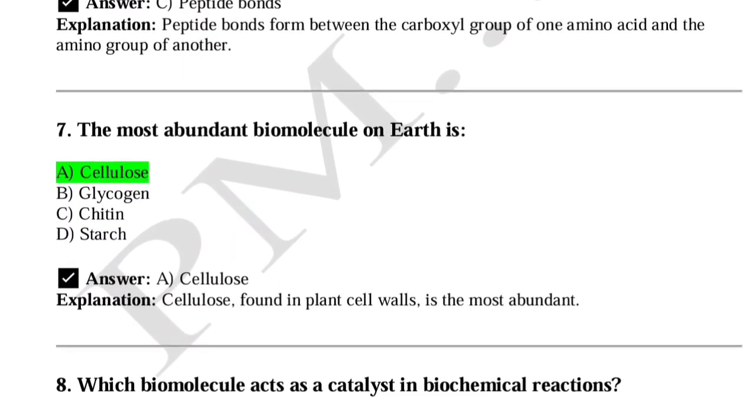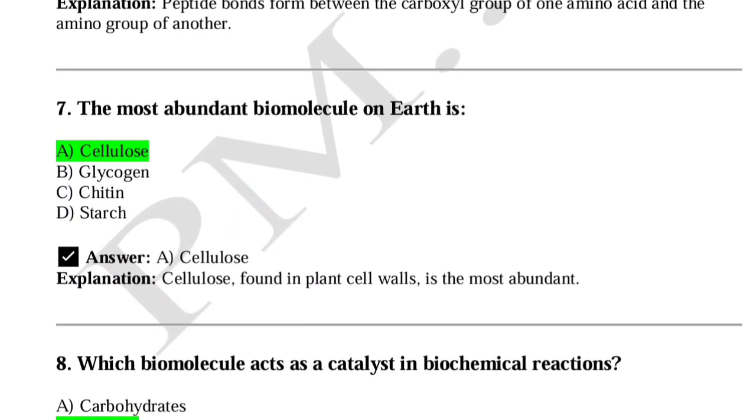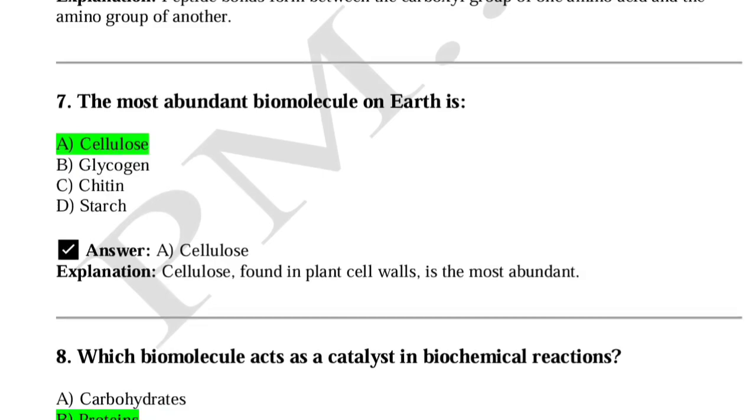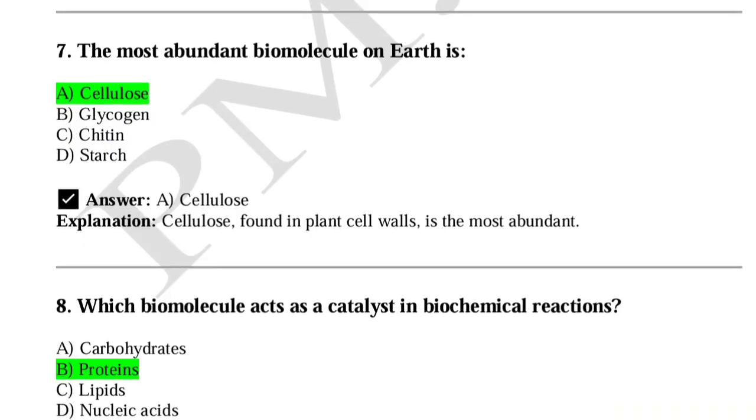Now come to question number 7. The most abundant biomolecule on the earth. The answer is cellulose. Option A is correct. Cellulose is found in the plant cell wall and is very abundant in nature.